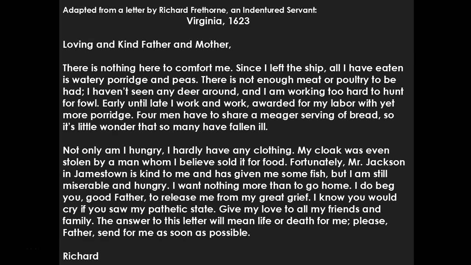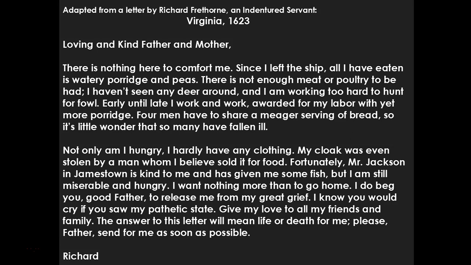Here's our second source. This is a primary source. That means that it is written, it is from that time period. It actually was written by someone who lived then. The first source we looked at was a secondary source, meaning it was someone else just writing about it. So this primary source is a letter that was written by a guy named Richard Frethorne, and he was an indentured servant, and this was written in Virginia in the year 1623.